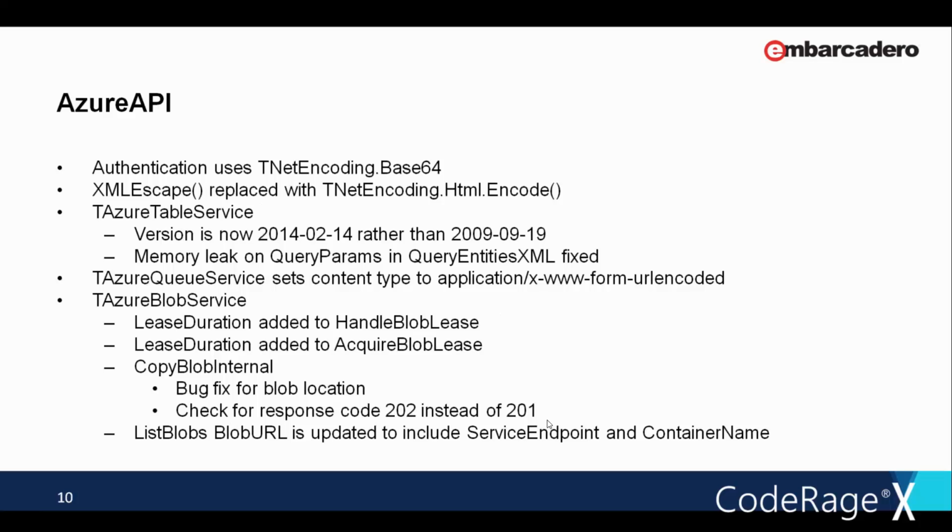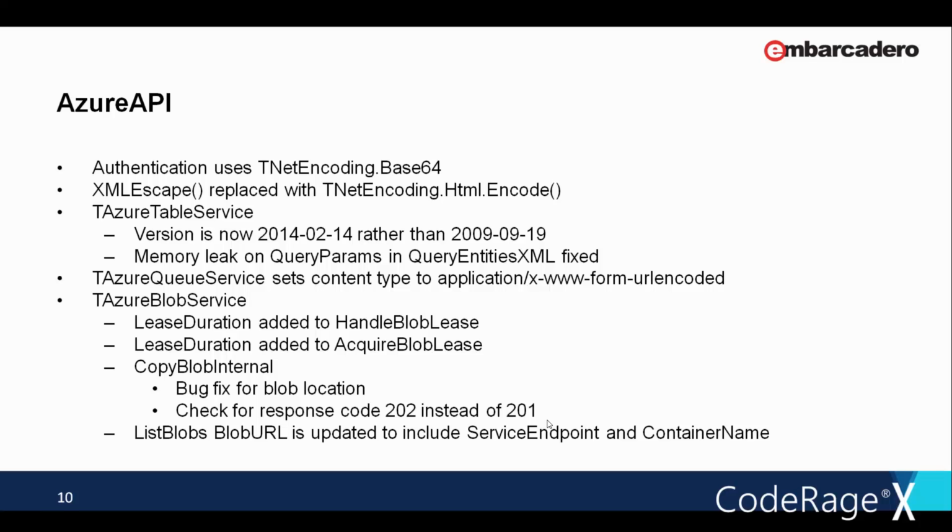Azure API has some similar changes. Authentication is using the TNet encoding rather than embedded encoding. XML escape has been replaced by TNet encoding HTML encode. Azure Table Service version has been updated to the 2014 release rather than 2009. There was a memory leak in query params on the query entities XML function that got fixed. The Azure service sets the content type to application form encoded.